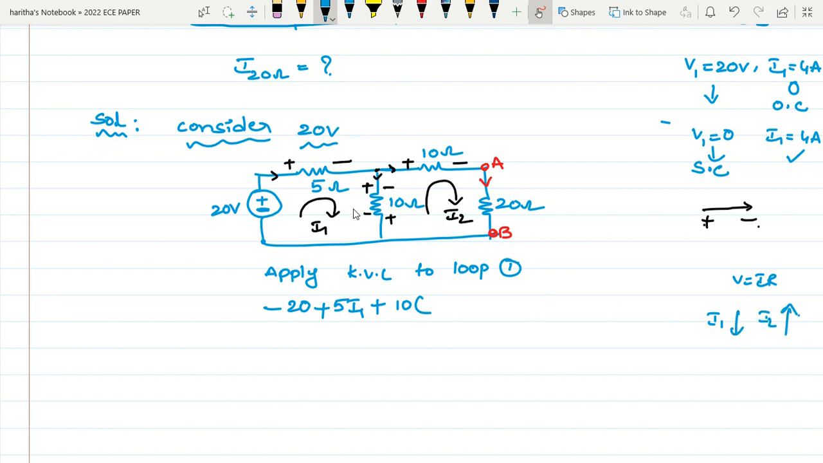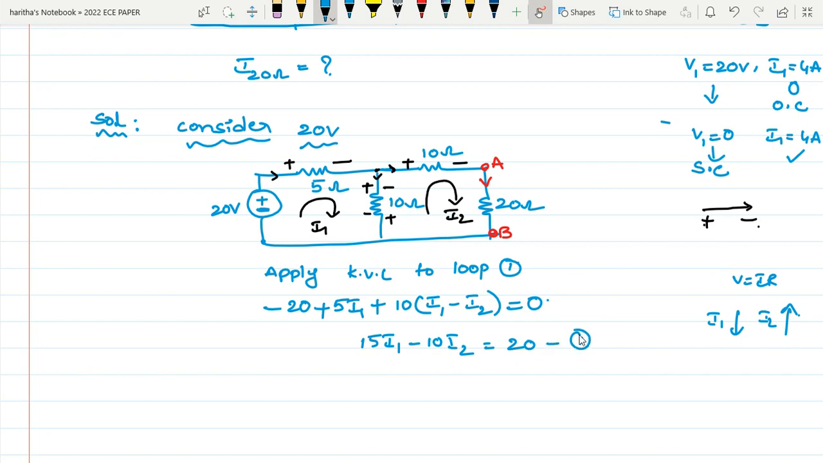So then the difference of the two currents will flow in this 10 ohm resistor. And I'm writing the loop 1 equation, so I'm taking I1 minus I2. Difference means either you can write I1 minus I2 or I2 minus I1, but why am I writing I1 minus I2? Because for loop 1 I'm writing the equation. After this there is no other element in this loop, so it is equal to 0. So 15 I1 minus 10 I2 is equal to 20.